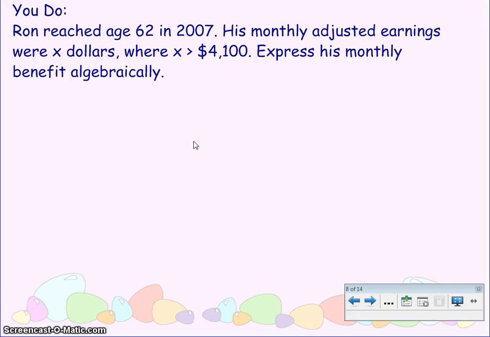All right, let's see how Ron did. He reached age 62 in 2007. His monthly adjusted earnings were X dollars, and it was greater than $4,100. Express his monthly benefit algebraically.